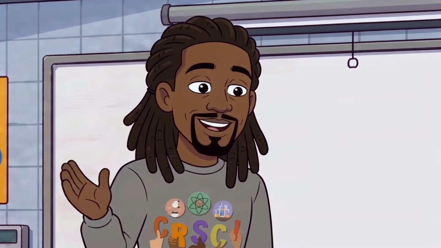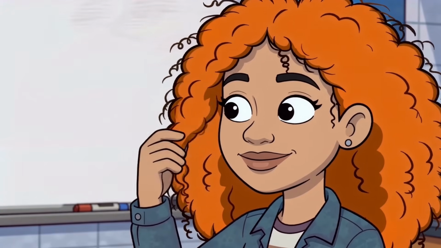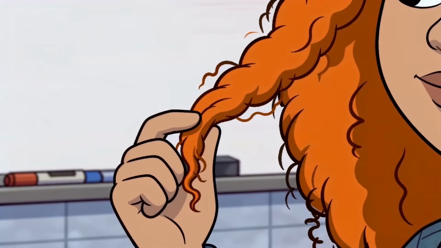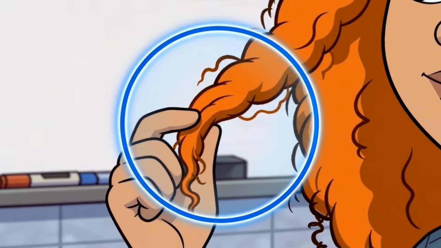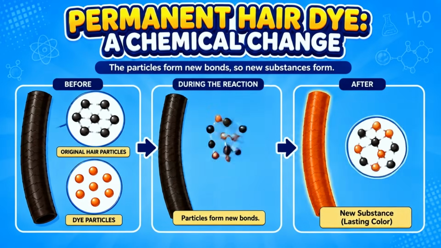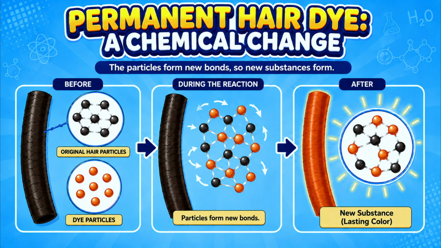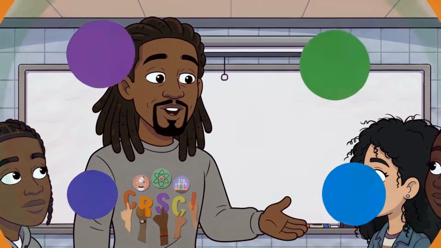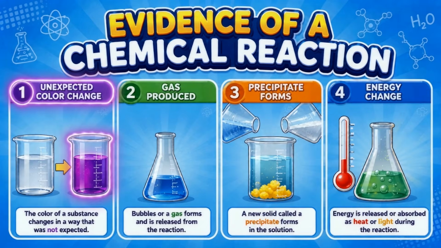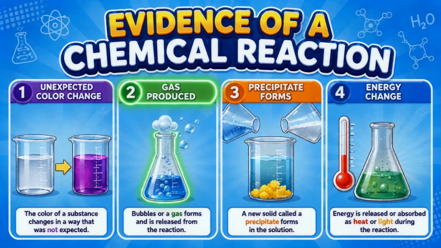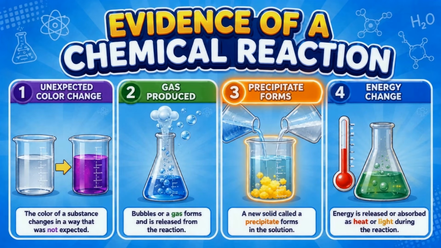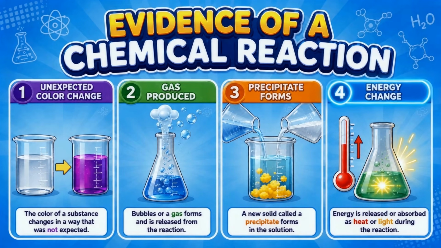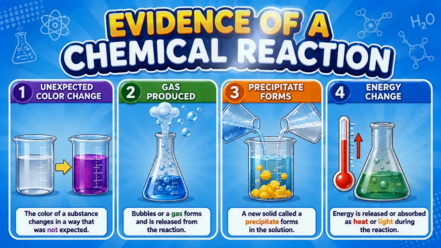Permanent hair dye can chemically react with hair and create a lasting color change. The particles form new bonds, so new substances form. Scientists look for evidence of a chemical reaction. Common clues include an unexpected color change, gas being produced, a new solid called a precipitate forming, or an energy change such as heat or light.